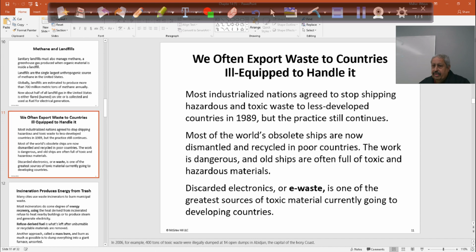We often export waste to developing countries to handle it. Well, most of the developing countries don't have the sophisticated technologies to handle this waste, especially the nuclear waste. As I told you, this is very dangerous, to just export this waste to the third world countries, or they call it developing countries.